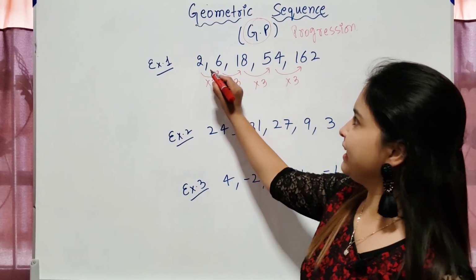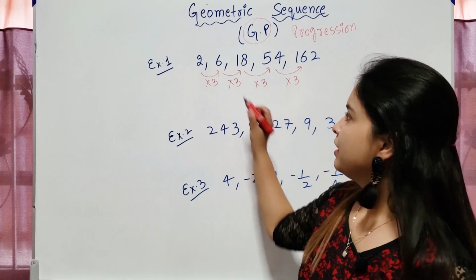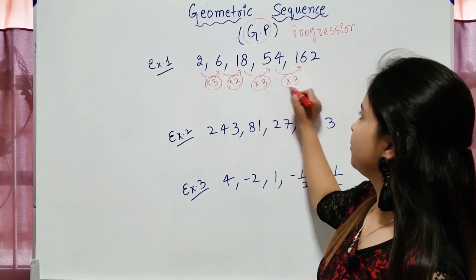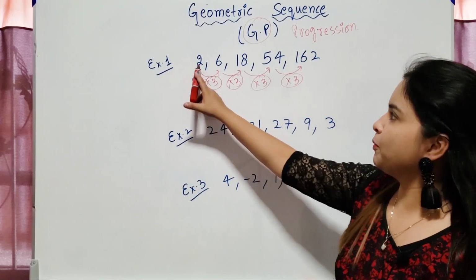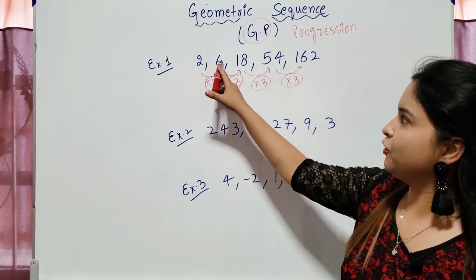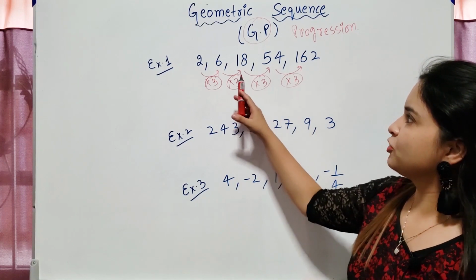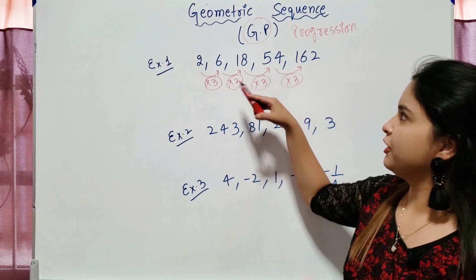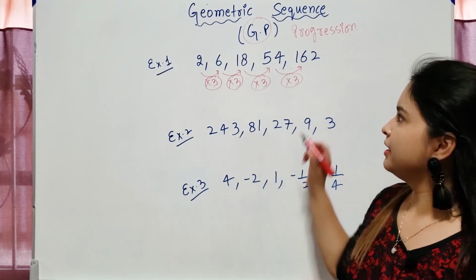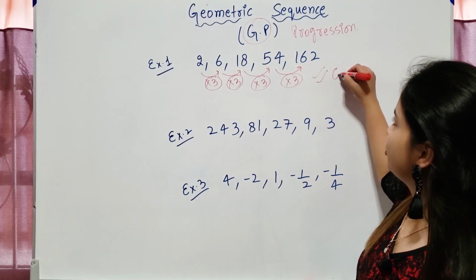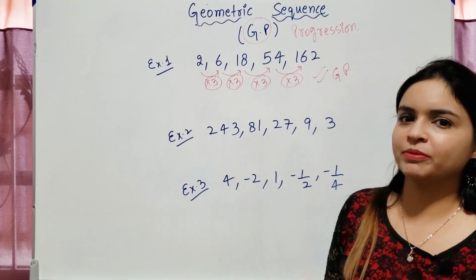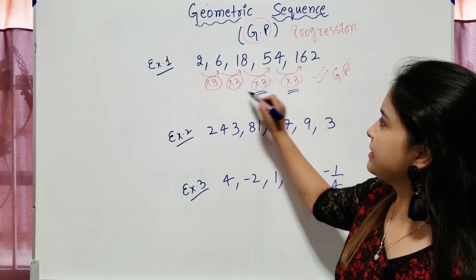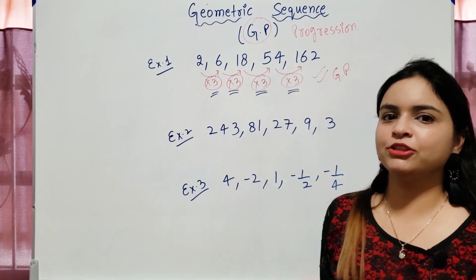So, between every two terms, you are getting a multiple of 3, right? If you multiply 2 with 3, you will get the next term, okay? So, that means if you multiply any term with 3, you are getting the next term. So, this is a geometric sequence or geometric progression or GP. Why? Because the multiple is the same between any two terms.